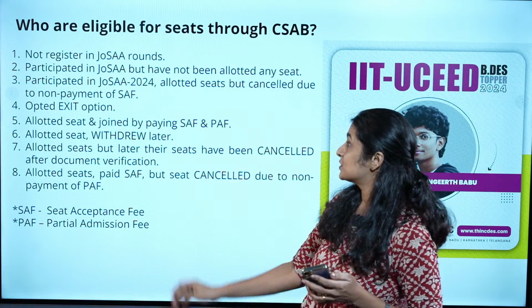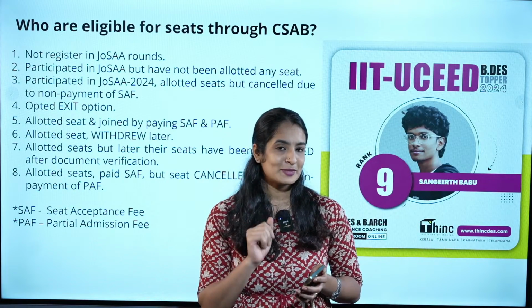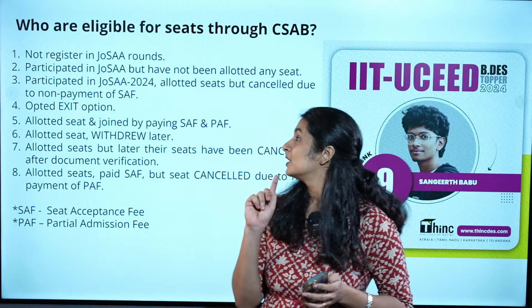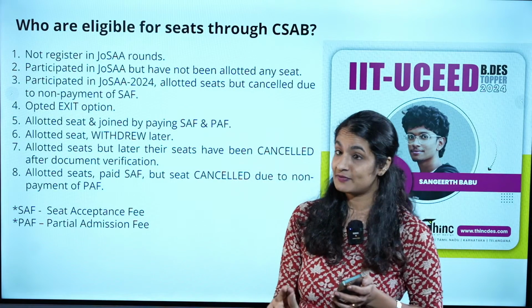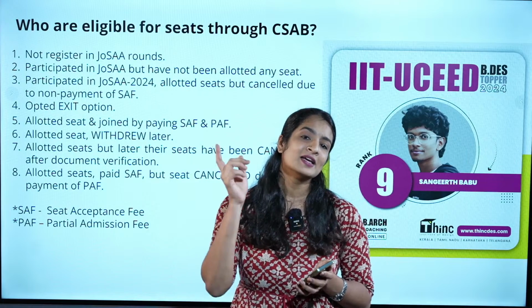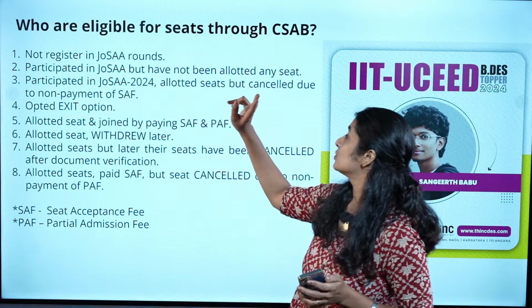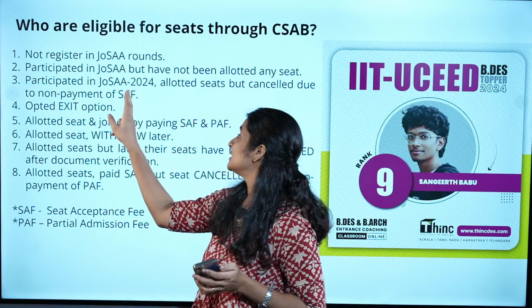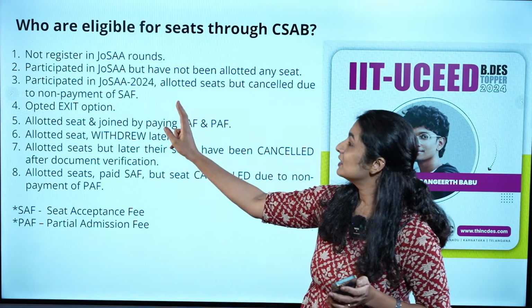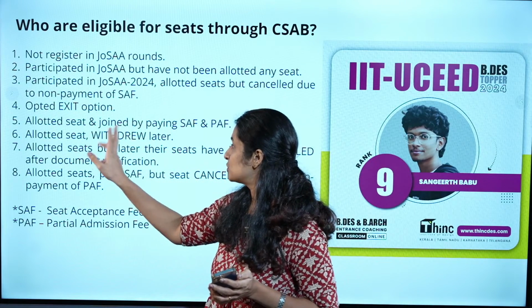When it comes to eligibility, if you have not appeared in the JOSA rounds of allotment, you are eligible. If you have already participated in JOSA as well, but you have not received any seats, still you are eligible. And if you have participated in JOSA, you have been allotted seats but they were cancelled due to non-payment of seat acceptance fee, in that case also you are eligible. And if you have exited from JOSA, you are eligible.